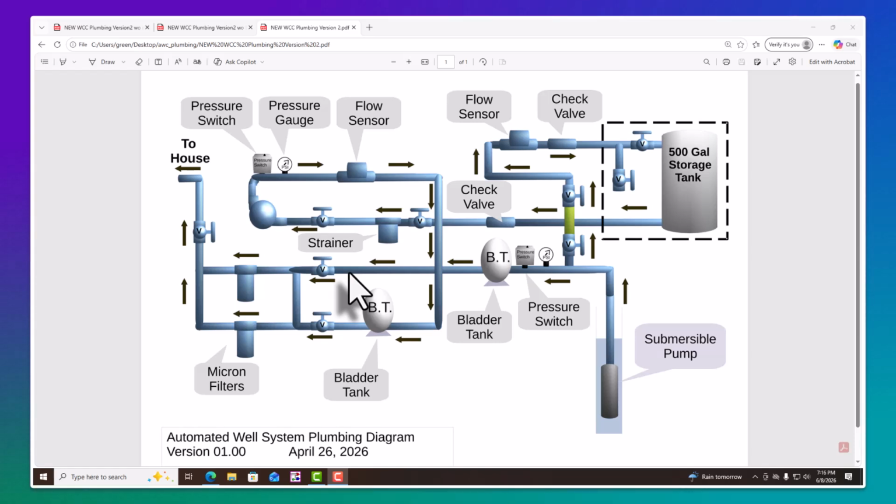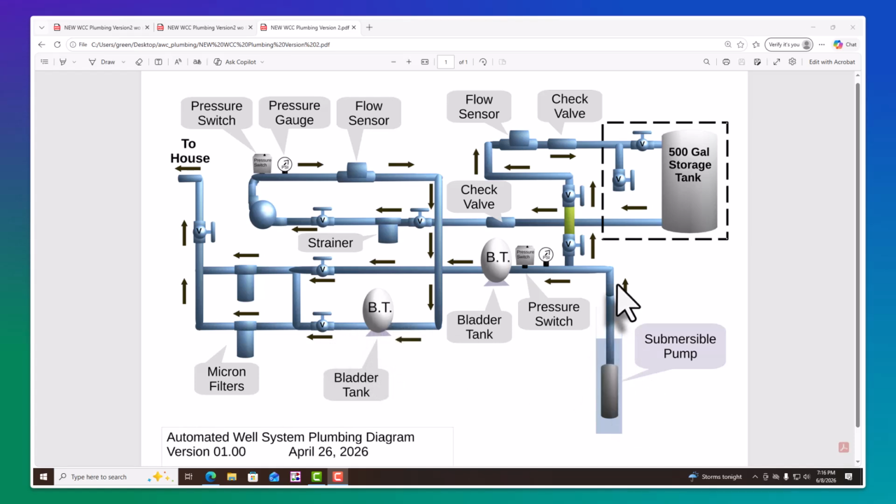So, okay. If I want to go back to the new system, then what I would do, I would turn this valve off, turn this valve off, turn this valve on so water can flow up into the tank, and then I turn this valve on. So this would be off from the old, on from the new.